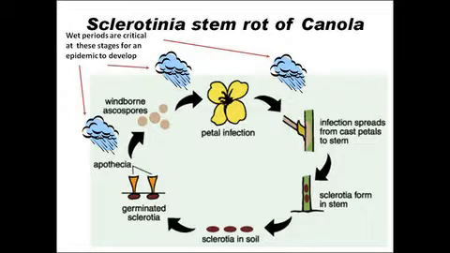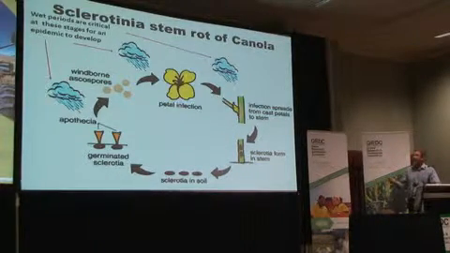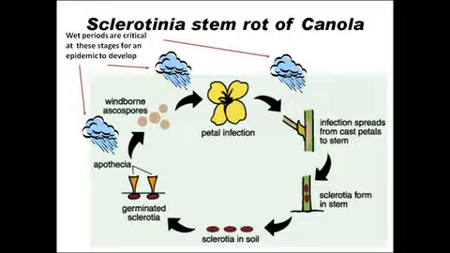When the petals fall off the plant and get stuck in a branch, something like that, that's when the spores germinate and start colonising and using the petal as a food source, and then they grow directly into the stem. They can't grow directly into the stem without going through that petal stage. And then inside the stem they produce more sclerotia, which go back into the soil.